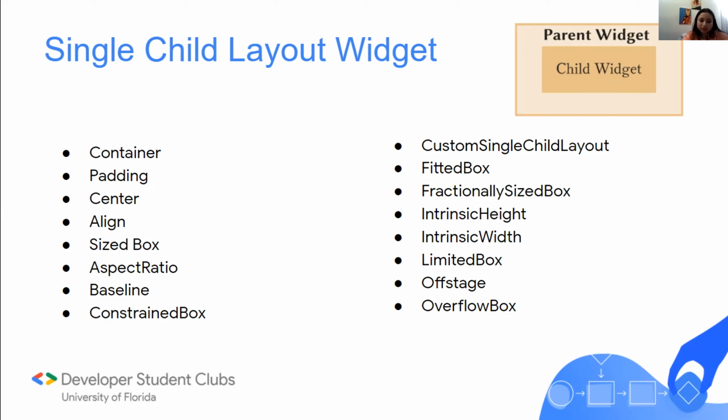You can use align widget for that, and sized box can be used for defining a box with a specified size, or you can actually have a child with specific aspect ratio, like 1:1, for images like the profile pics in Insta. You can design your apps with those aspect ratios using the aspect ratio widget. So there are many other widgets.